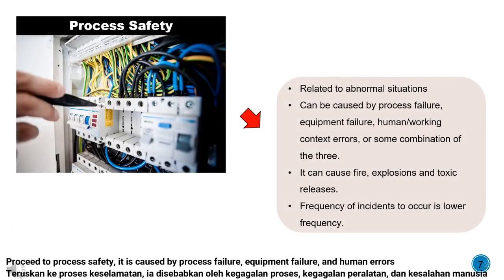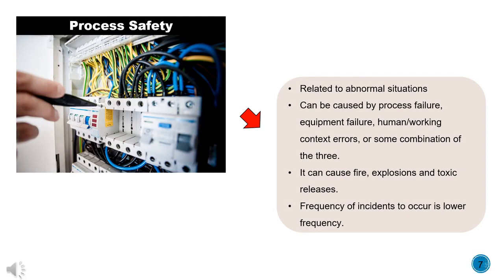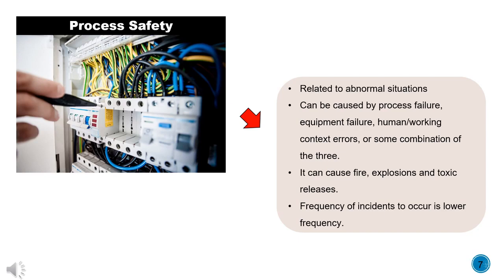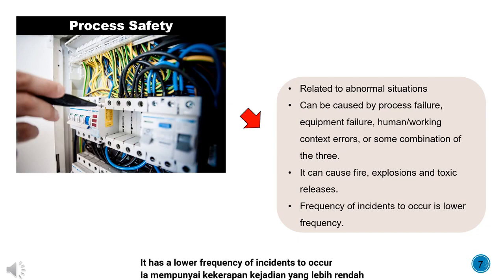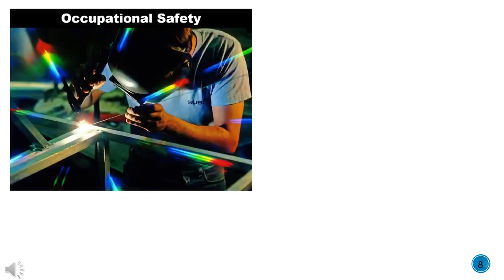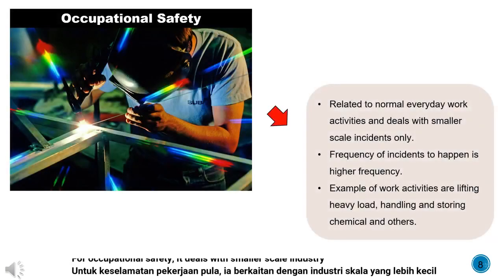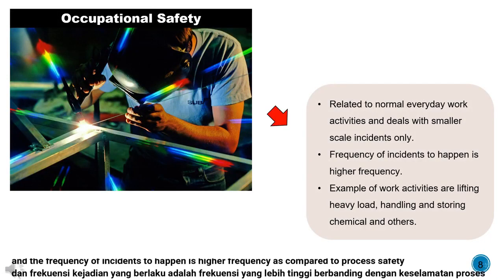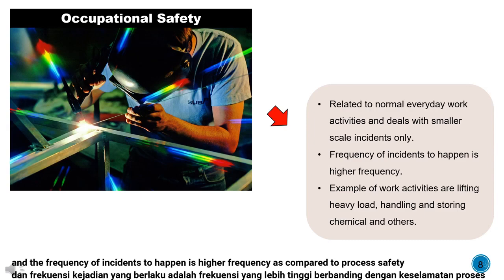Proceeding to process safety. It is caused by process failure, equipment failure, and human errors, and these failures can cause fire, explosions, and toxic releases. It has a lower frequency of incidents occurring. For occupational safety, it deals with smaller scale industry and the frequency of incidents happening is higher as compared to process safety.